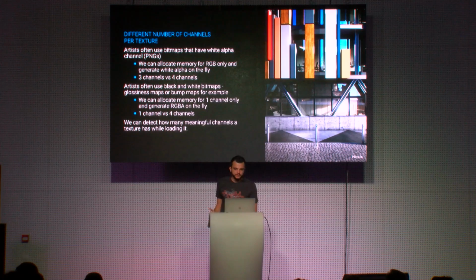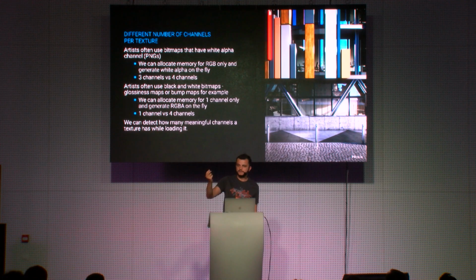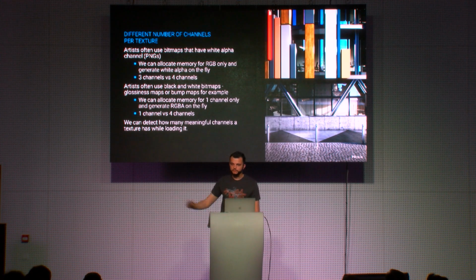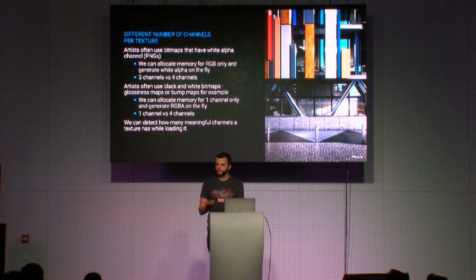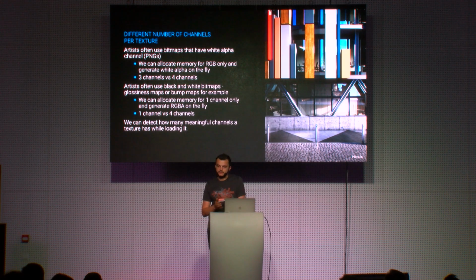I've argued with them, they have good reasons. The different number of channels is because often applications export, like you get a mask, a black and white mask, the application exports it as PNG and we load it. Or we have a glossiness map or bump map, and all these are black and white images. Often in the assets you can find them as PNGs.